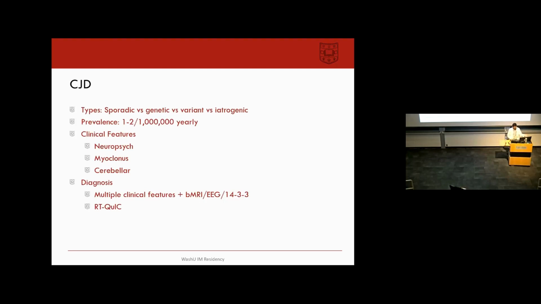And then the diagnosis, you are correct, Dr. Chang. It can be made multiple ways. If you meet multiple of the clinical features, and you also have a positive brain MRI or EEG or 14-3-3, then that's enough to make the diagnosis. So based on the imaging and the clinical features itself, you can make that diagnosis. They did get the markers in this case, just to be sure. And then the RT-QuIC is the alternative step to the diagnosis. It is the most sensitive and specific test and is actually the preferred test now for CJD diagnosis.